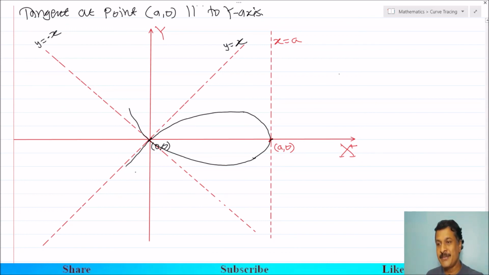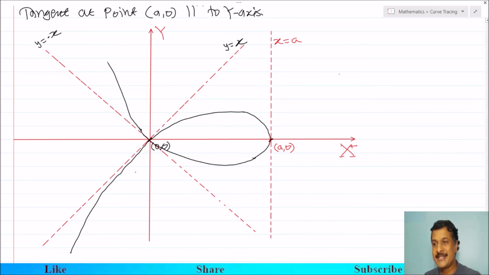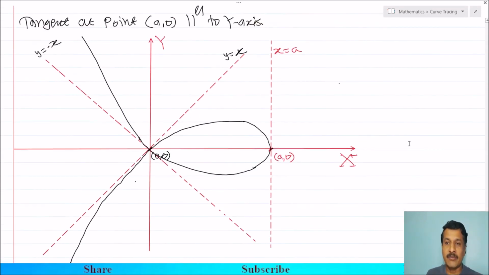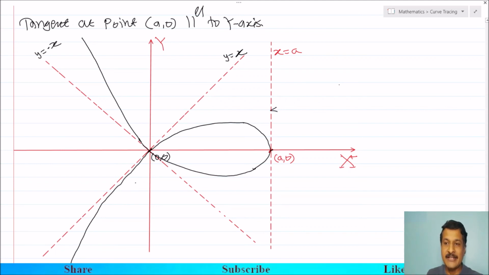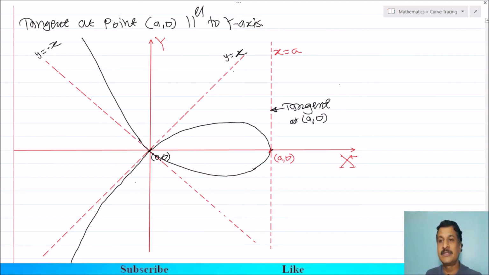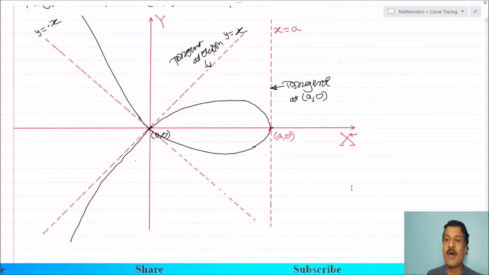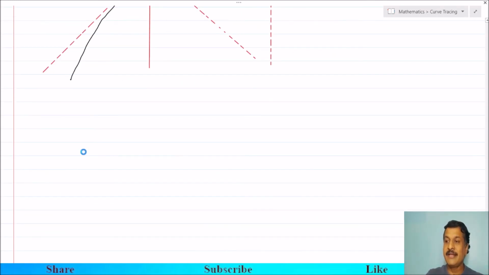Try to maintain symmetry here, and it continues like this, because beyond this it goes up to infinity. Try to maintain symmetry there. It goes up to infinity. So this is the nature of the curve. Note that you can write this is the tangent at point (a, 0). This, y equal to x, is a tangent at the origin. This is your required curve. So the same curve is this one.